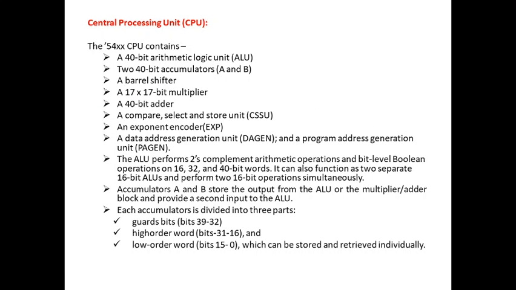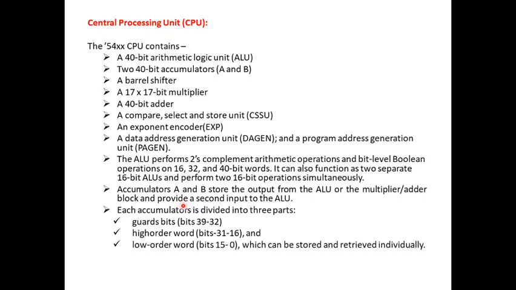So to write to memory, we use EAB and EB. As a whole, we can see the central processing unit consists of all these: a 40-bit ALU, two 40-bit accumulators, barrel shifter, a 17 x 17-bit multiplier, a 40-bit adder, a compare, select and store unit, exponent encoder, a data address generation unit DAGEN, and a program address generation unit PAGEN. The ALU performs 2's complement arithmetic operation as well as bit level Boolean operation on 16-bit, 32-bit and 40-bit words.